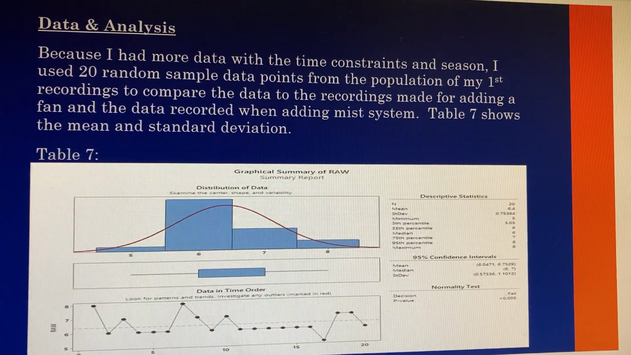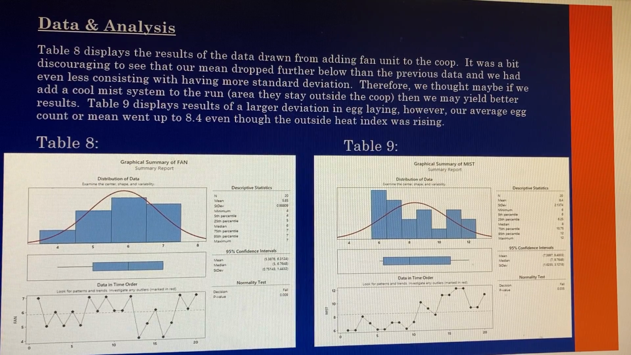So we'll talk more about that later on, but that's just a graphical summary of our raw data. These are graphical summaries of adding the fan and the mist, so you can see some of the means and the standard deviation changes from the results.